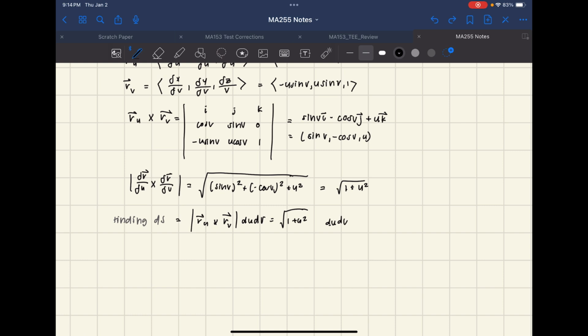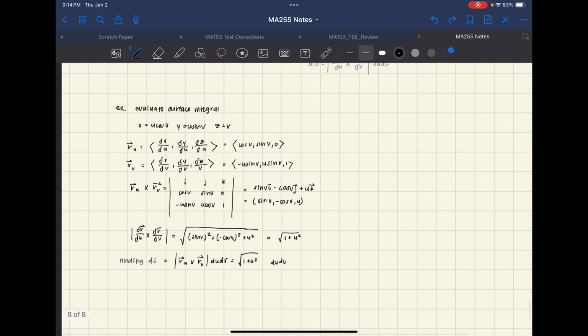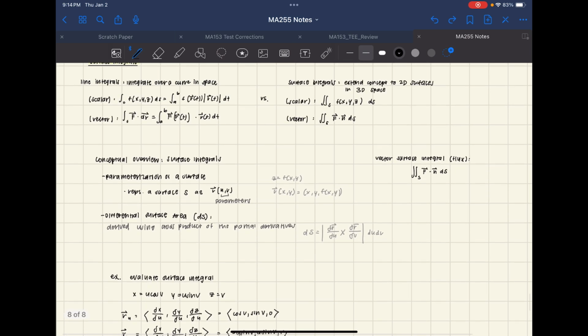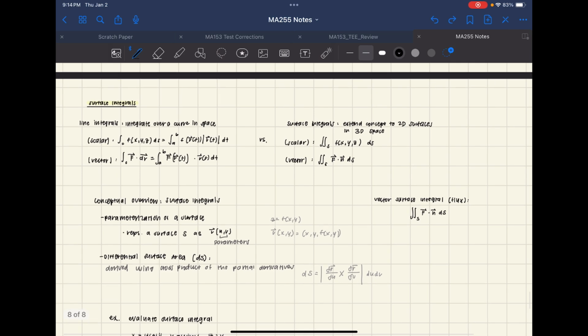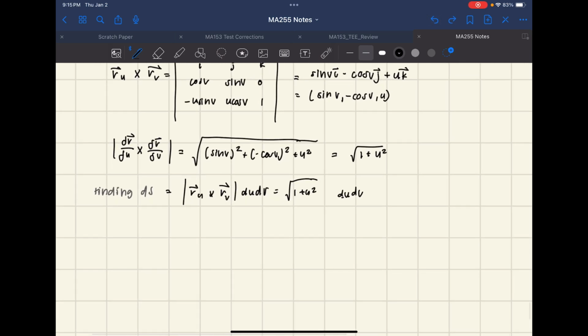So we're looking now at the formula for the surface integral. Here, I'm going to plug our values in. So for the surface integral, 1 plus u squared du dv. And we're going to stop there. So that's what we get for that one.